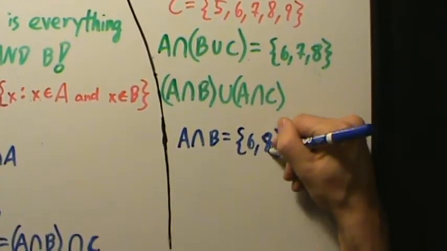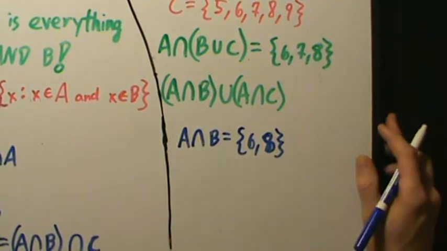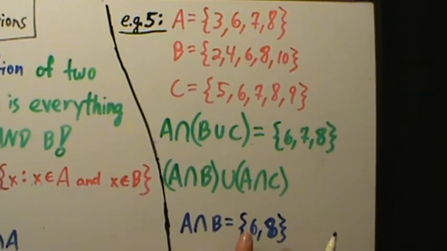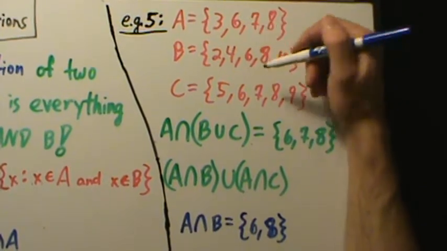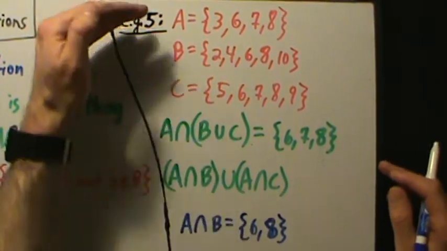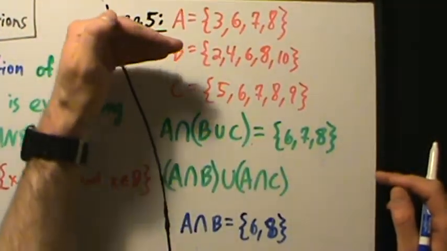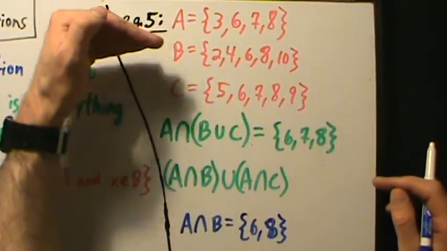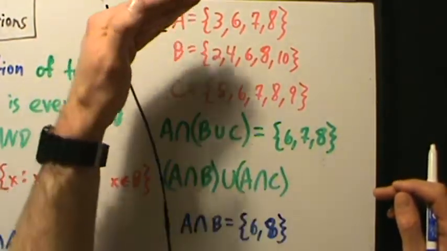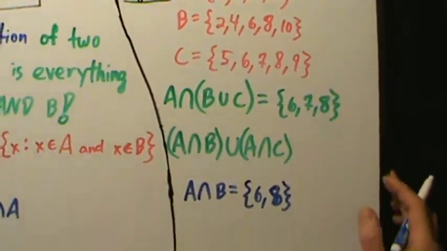Okay, 6 and 8, because again, those are the only two numbers that appear in both A and B. And again, when we do an intersection, we only have to look through one set completely, because if A and B have anything in common, we would have found it already when we went through A, okay? So that's A intersect B.